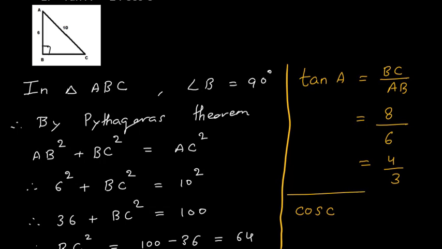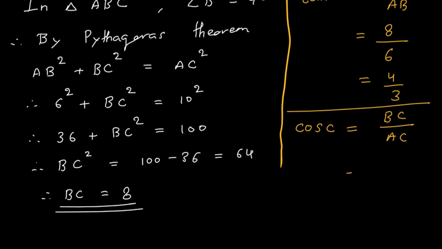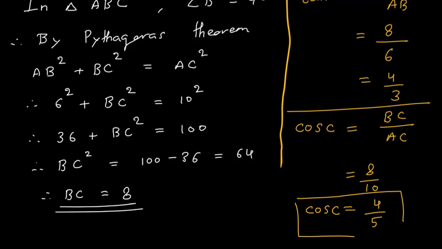Now the value of cos C. For angle C, cos is adjacent upon hypotenuse, that is BC upon AC. The value of BC is 8 and AC is 10. So this is 8 divided by 10. We can divide by 2. 2 4s are 8 and 2 5s are 10. So the value of cos C is 4 upon 5.